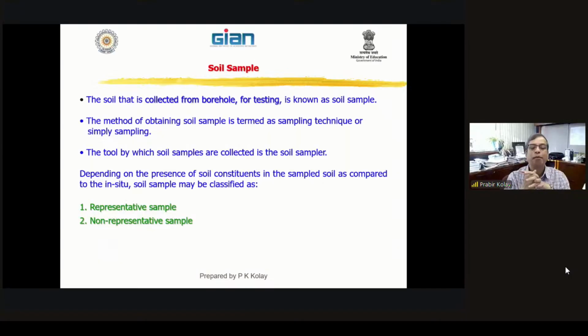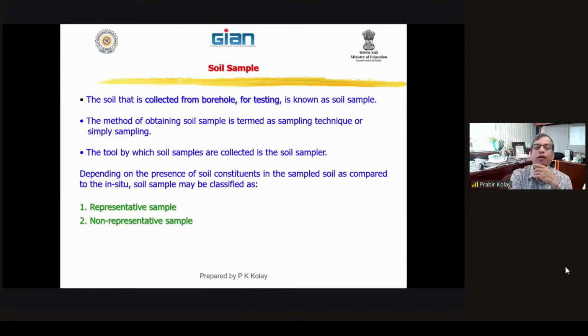Now the sample. You have seen the different types of auger and boring tools. You just collect the soil sample from the ground. The soil collected from the borehole for testing is known as a soil sample. Now the thing is whether the soil is a representative or non-representative sample. The method of obtaining the soil sample is termed the sampling technique, or simply sampling. The tool used to collect the soil sample is the soil sampler. Depending on the presence of soil constituents in the sampled soil compared to the in situ soil, the sample may be classified as representative or non-representative.